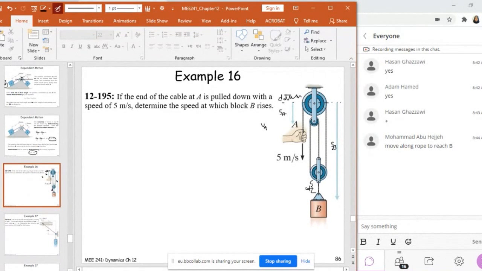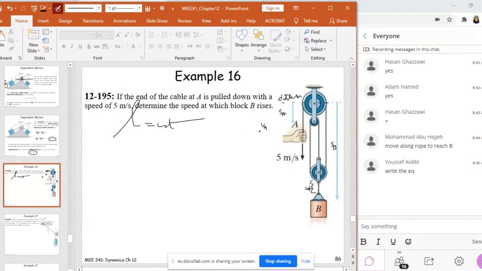Now, what is the second step? So I assigned my datum, I put SA and SB. Now, the second step is to find the constant lengths, right? Because in fact, guys, you can face some problems where you have more than one rope. Here, I only have one rope, which goes from this point down to this point, to this point, and then to this point, right? So the whole part up here is the same. So L is constant.